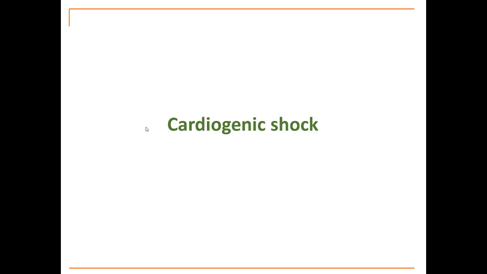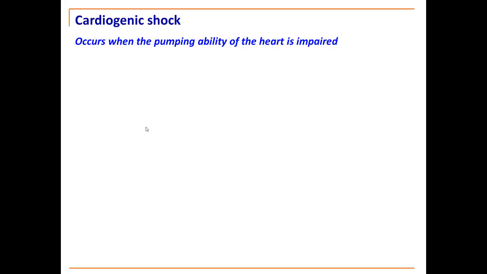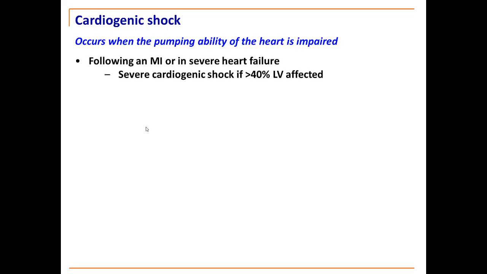Okay, so that was hypovolemic shock. Now we're going to go through cardiogenic shock. This occurs when the pumping ability of the heart is impaired. So this might be in severe congestive heart failure, for example, or following a myocardial infarction. It's thought of as severe cardiogenic shock if more than 40% of the left ventricle is affected. And if more than 40% of the left ventricle is affected, obviously you get a dramatic drop in cardiac output, and the heart can no longer pump out as much blood as you would like.